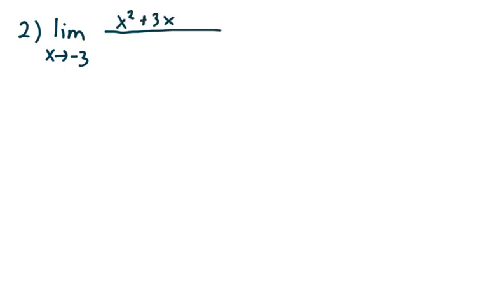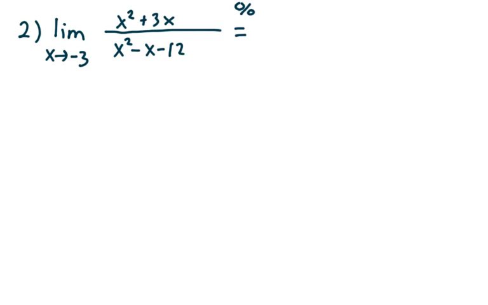Let's take a look at example 2. Suppose we had the limit as x goes to negative 3 of... In the numerator, we have x squared plus 3x. In the denominator, we have x squared minus x minus 12. And I claim if you replace x with negative 3, you end up with 0 over 0.